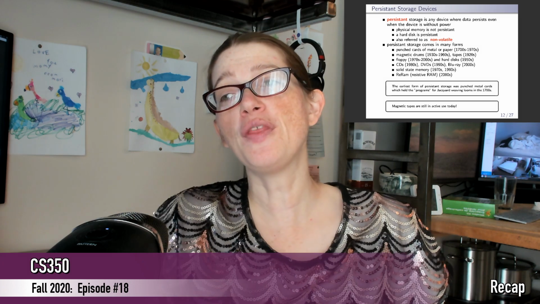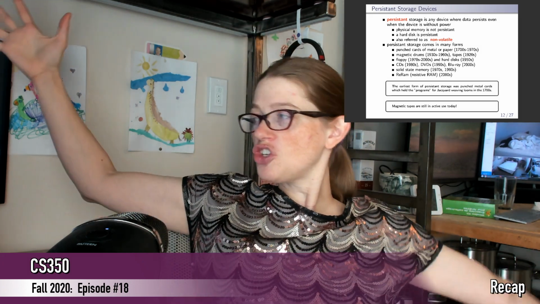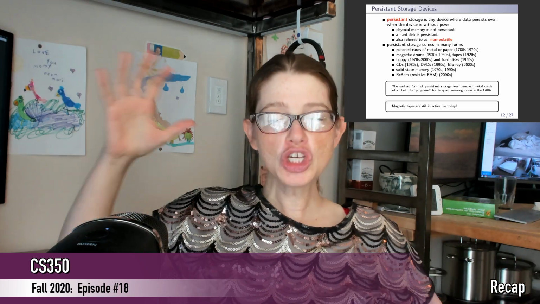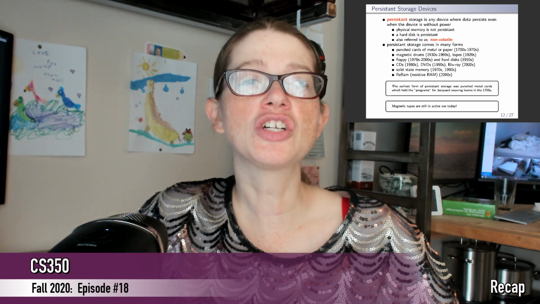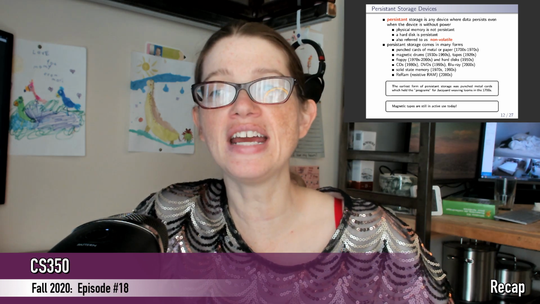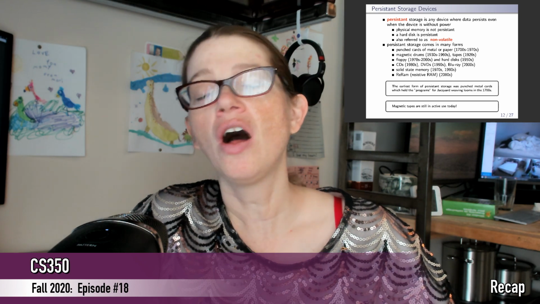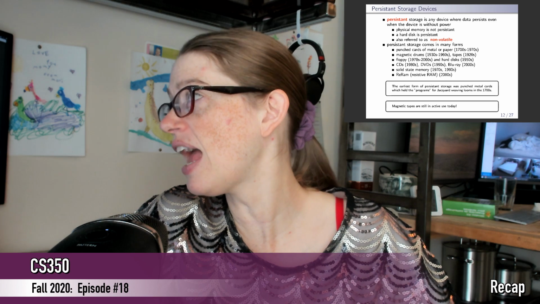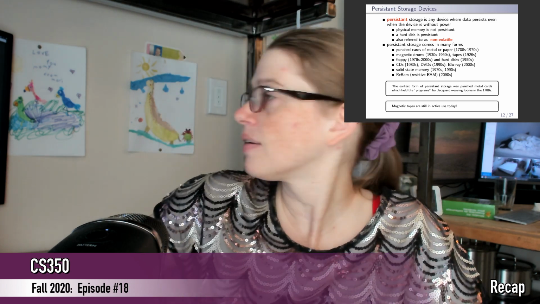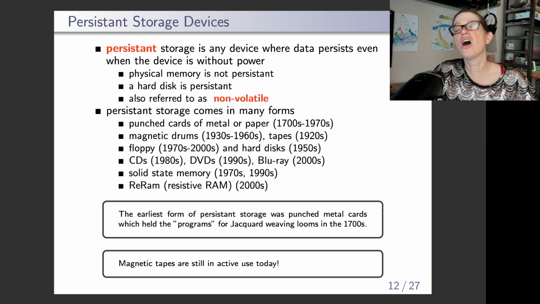And then, of course, you've got things like magnetic drums, which are these giant, huge drums where we can actually store binary data based on the orientation of the magnetic field on different kinds of surfaces. Now, I don't have a photo of the magnetic drums right now, but the magnetic drums are really big.